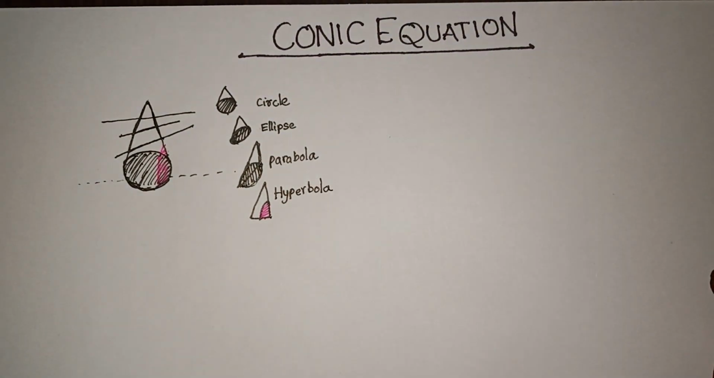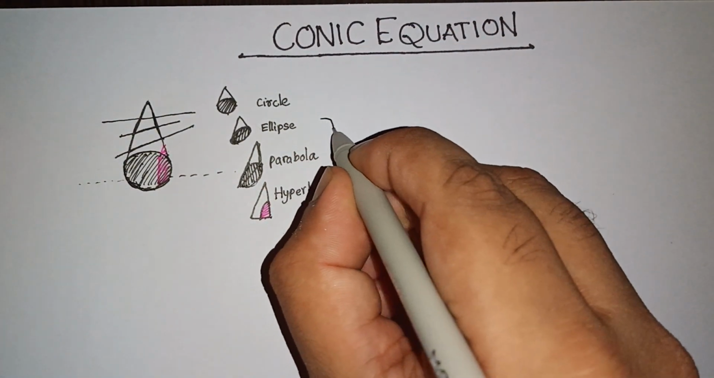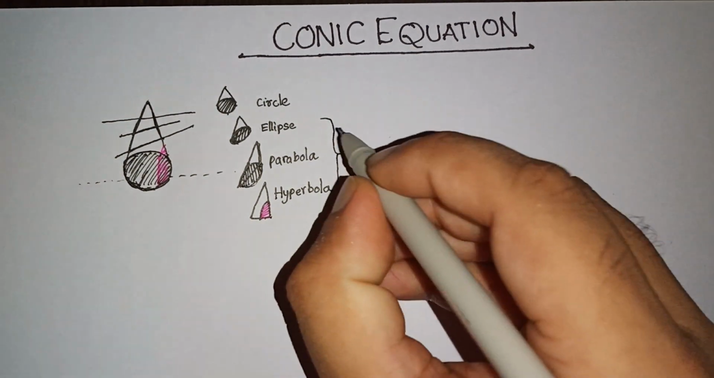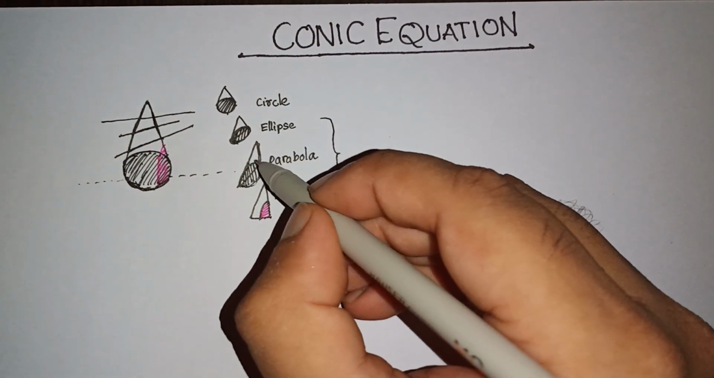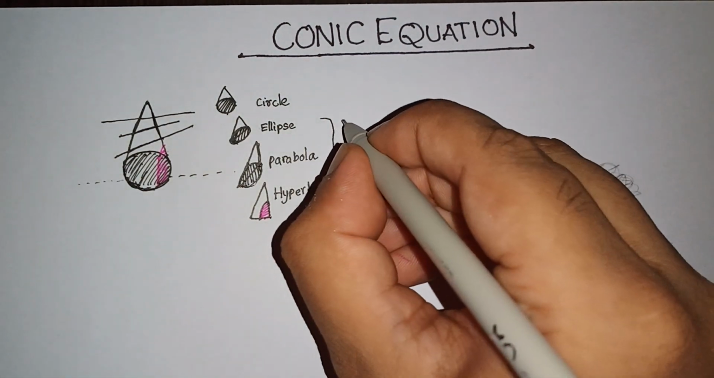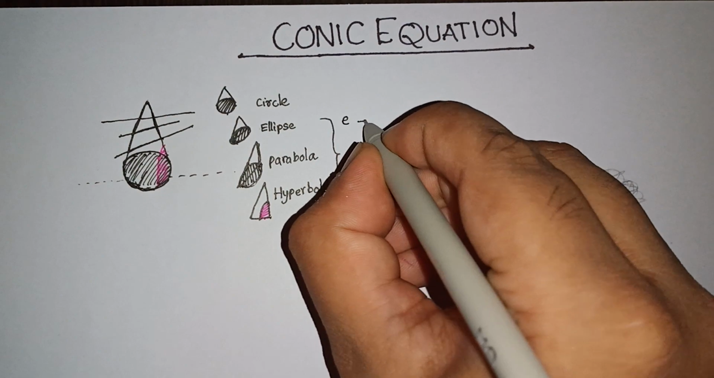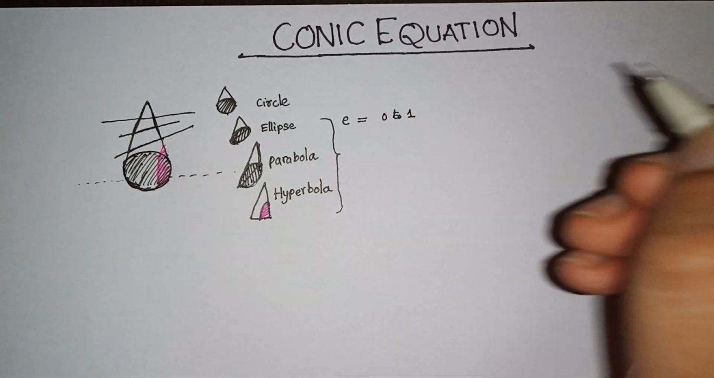Now let's look at the eccentricity exhibited by all these curves. Because the circle is a standard curve, there is some deviation happening with respect to all the profiles. So there comes eccentricity, which is nothing but your e value, which will range from 0 to 1 for an ellipse.